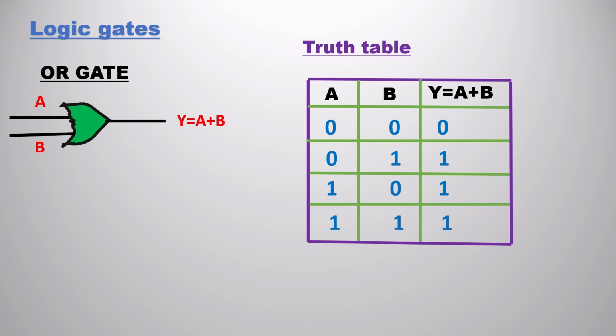So the second is 0 1, that is 1, 1 0, that is 1, and 1 1, that is 1. If any of the inputs is 1, then the output will become 1. That is the main logic of the OR gate. It becomes 0 only when both inputs are 0.